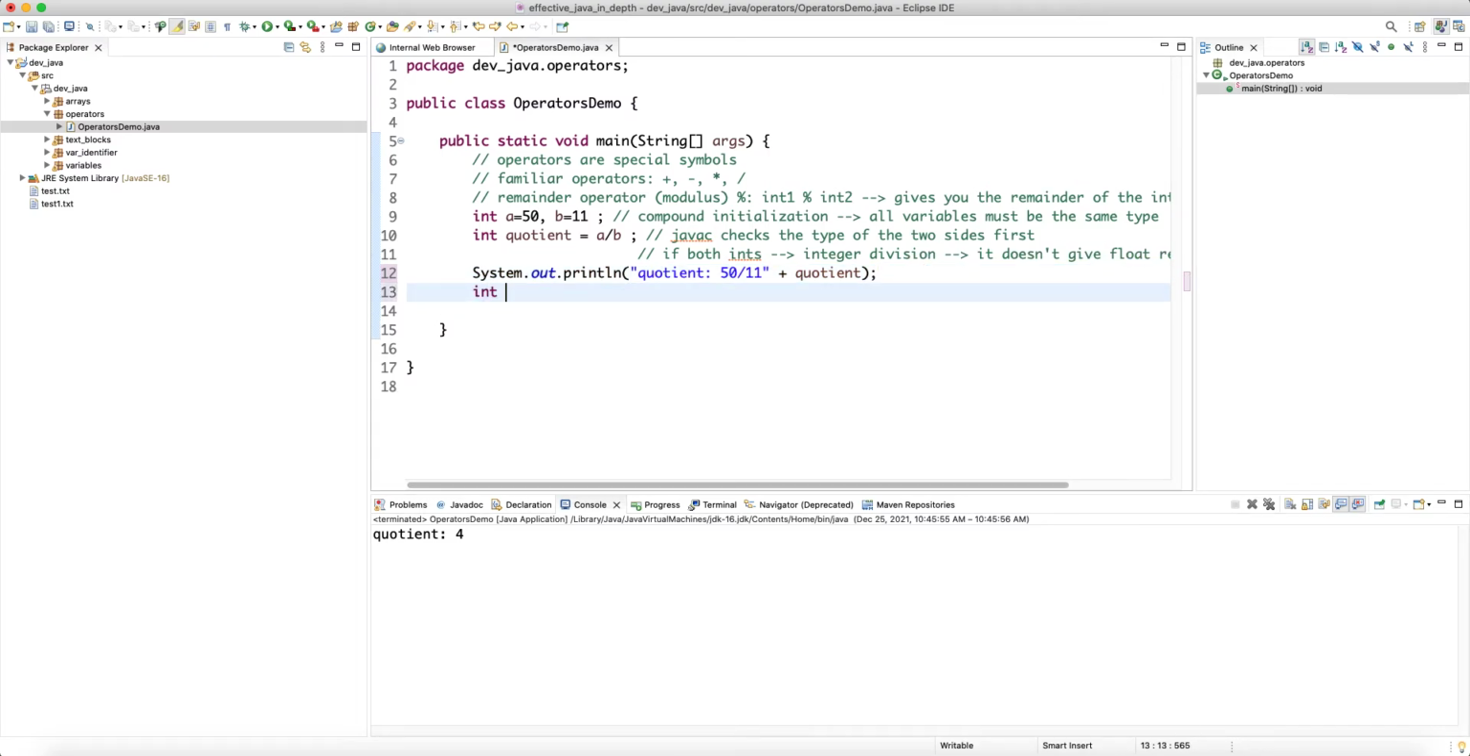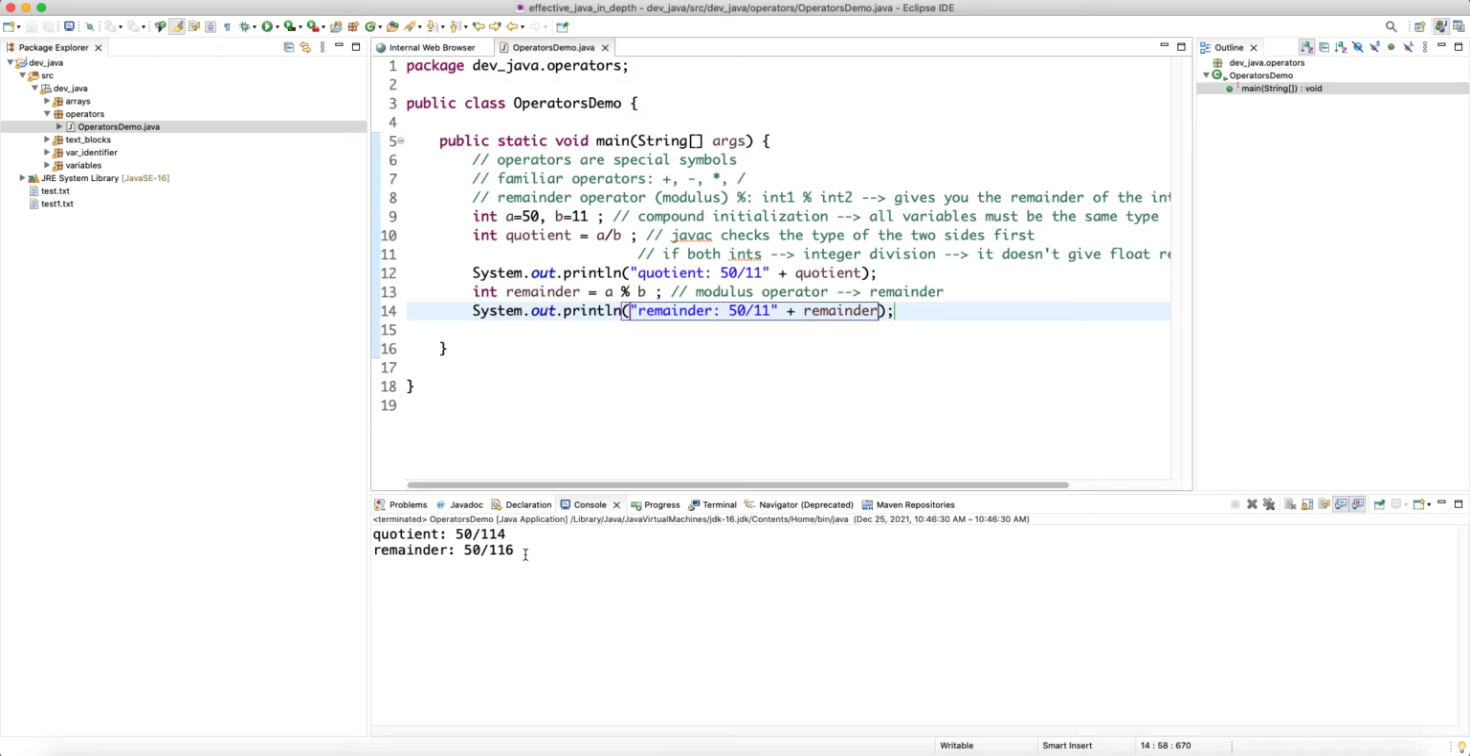And therefore we can also look at the remainder, which is a modulus b, and we terminate with a semicolon. So this is the modulus operator, which gives you the remainder, as I mentioned. So System.out remainder of 50 over 11, and then the remainder, and we get... let's see. Okay, let's add some arrows here so that we see what's going on.